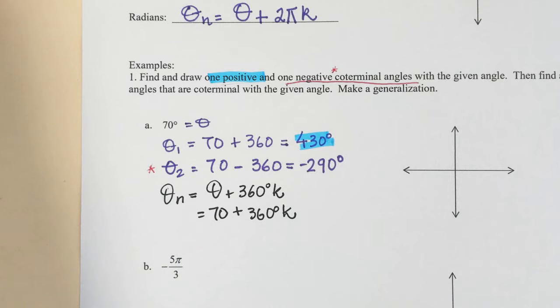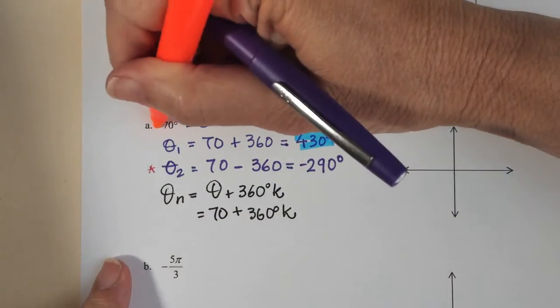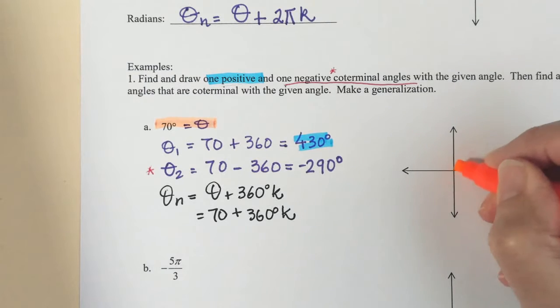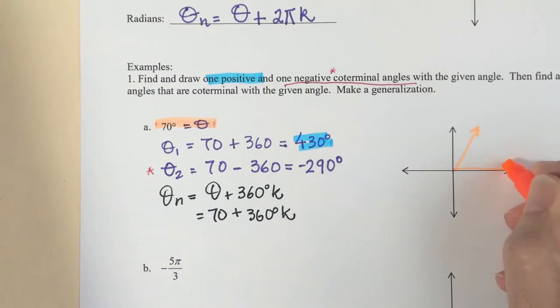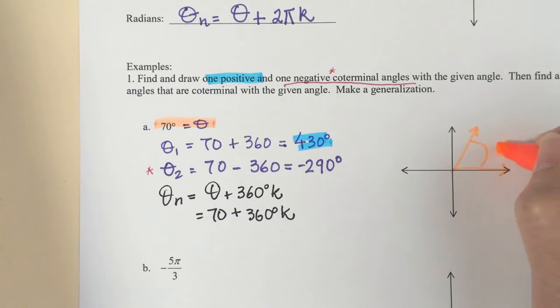Okay, so let's draw this. We're going to start with our original, and I'm going to draw my original here as 70. So that's going to look something like this, would be my original theta.